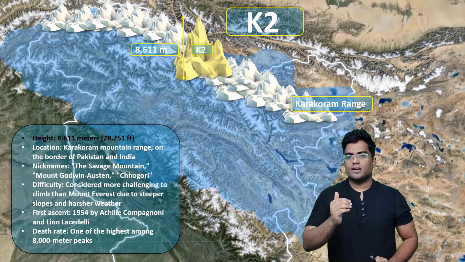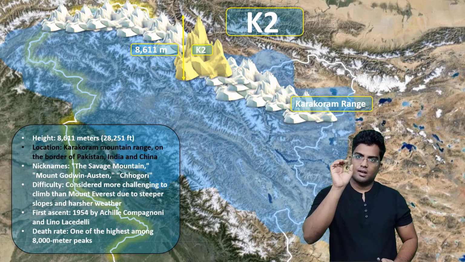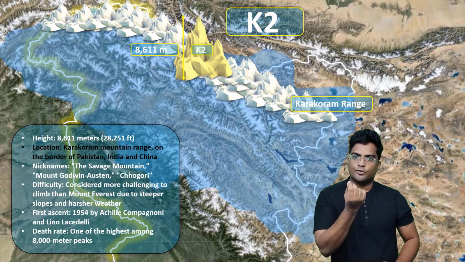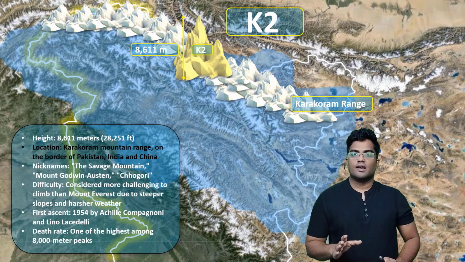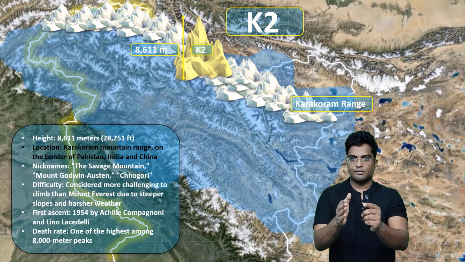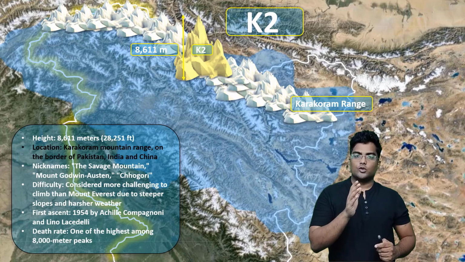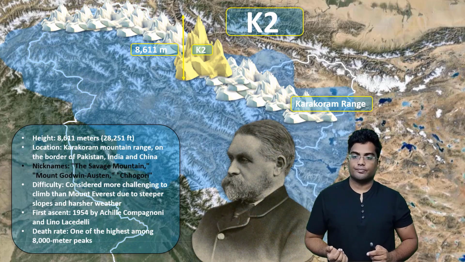Essentially, it's located on the boundary of India, Pakistan and China. But if you go in deep, you will realize it's actually located in Pakistan, Gilgit-Baltistan, right? India, however, claims that K2 is ours. So K2 has a lot of names, okay?